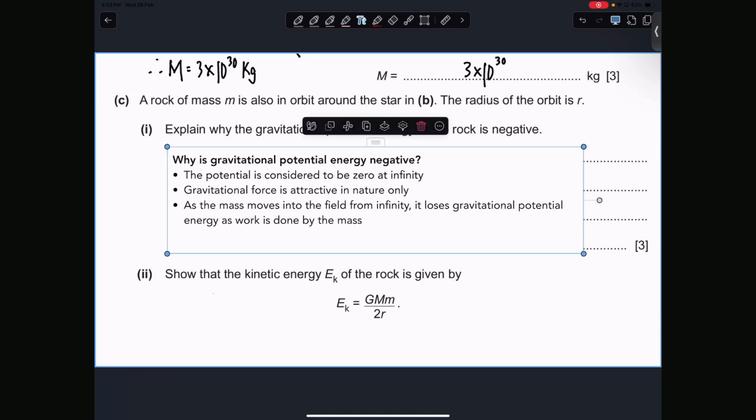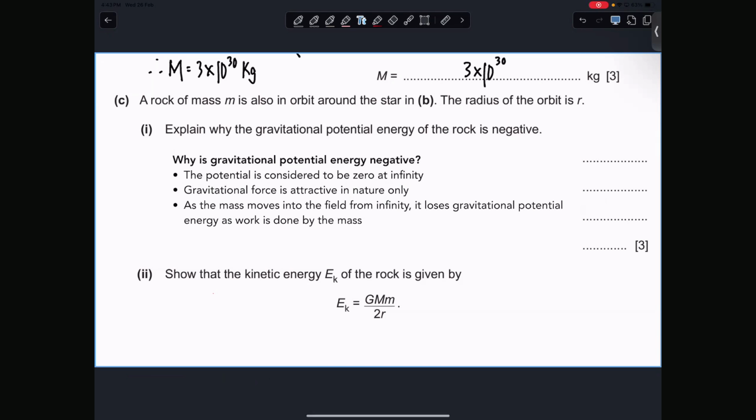Right, so these are the 3 points that you need to have. Which one? Third one? Yes, as a mass moves into the field from infinity, it loses potential energy. So your mass is at infinity, and you release it. Which way does it go? Down, right? As it's moving down, is it gaining more energy or losing the energy it has? So how do you signify loss in gravitational potential energy? A plus or a minus? That's the minus.